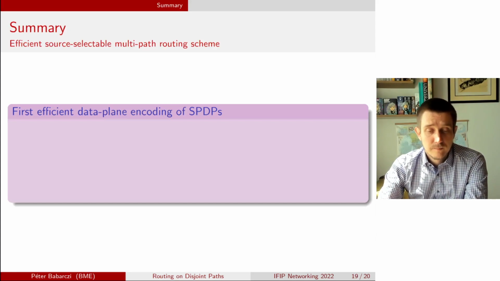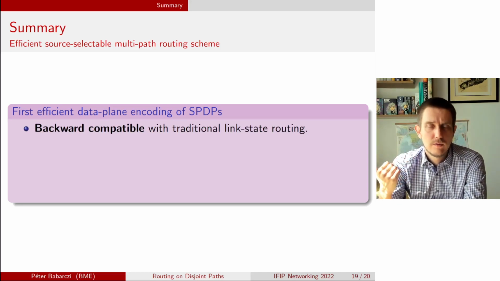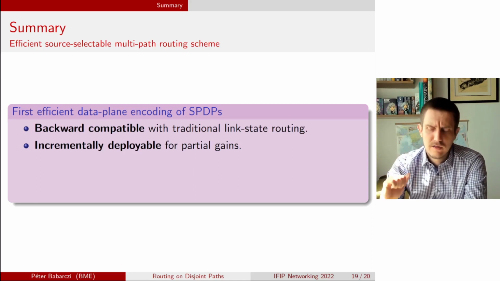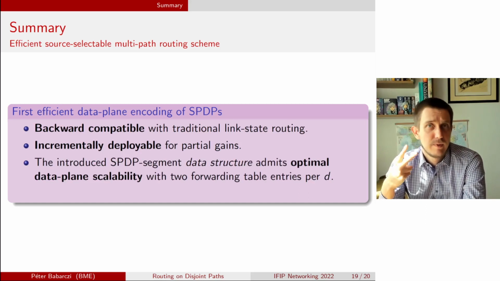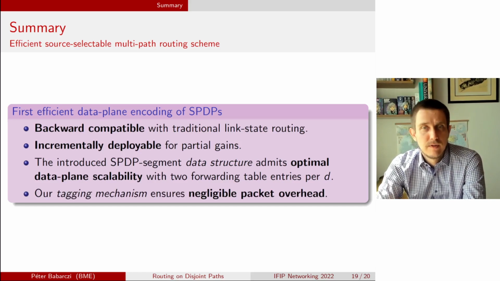To summarize this talk, we provided the first efficient data plane encoding for the shortest pairs of disjoint paths, which is backward compatible with traditional link state routing. We do not need to change the message exchange between the routers. It is incrementally deployable for a subset of routers to have partial gains, providing alternative paths for a subset of nodes. Also, our SPDP segment data structure provides optimal data plane scalability with only 2 forwarding table entries. And finally, our proposed tagging mechanism ensures negligible packet overhead. So in practice, we only had 4-bit tags.